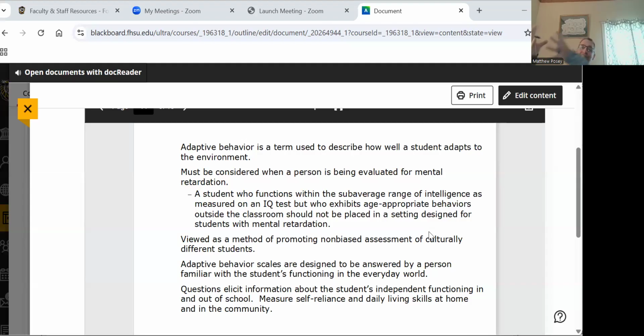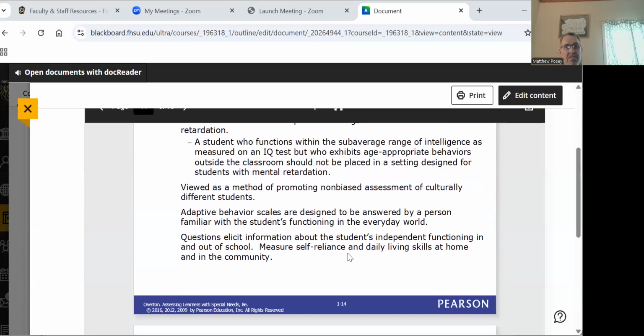So we look at discrepancies between the adaptive and the IQ, and then also the subtests. If this adaptive was low, then you'd be looking at it a little bit differently for placement. Also, adaptives are a method of promoting non-biased assessment, especially when you're looking at cultural differences.